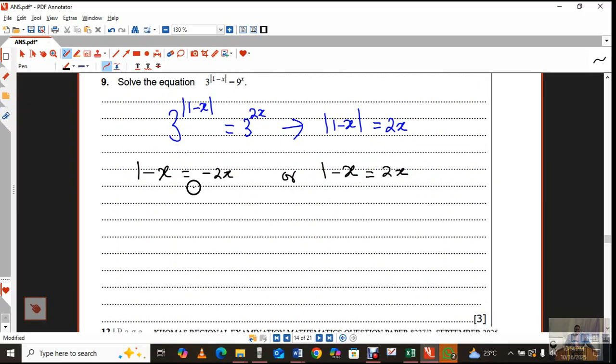In this particular case, if you were to solve, this is going to be minus x plus 2x is equal to negative 1. This gives x is equal to negative 1 as one solution, but I'm going to come back to this. Or if you do this one, you're going to get 1 is equal to 3x. Therefore, in this one, x is equal to a third.